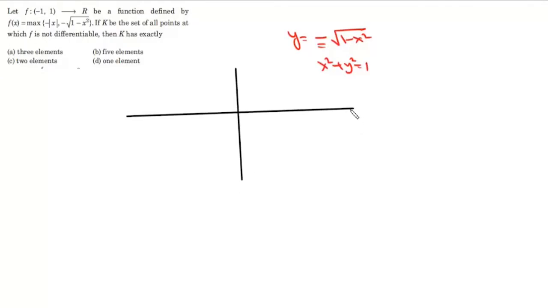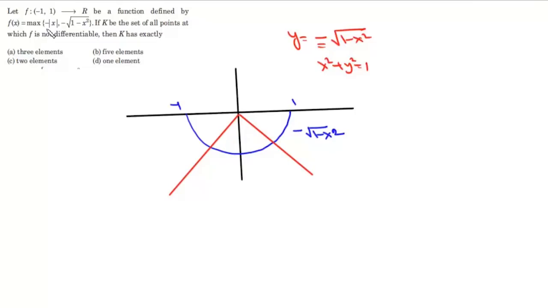Now here the question. We are given this function f(x) which is defined as maximum of minus mod x and minus under root of 1 minus x square. Now if we look at this graph, which is y equals minus under root of 1 minus x square, it is x square plus y square equals 1, and this minus sign represents a semicircle which lies below the x-axis. So this is the graph of minus under root 1 minus x square when x lies between -1 and +1. Now we have to draw the graph of y equals minus mod x.